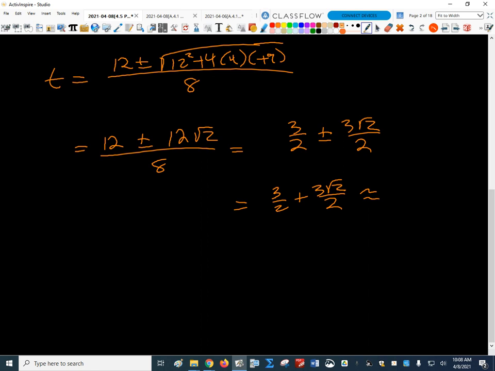Somebody got a calculator handy? Say it again. 4.854. Okay, so about 4.85 seconds. What is 3 halves minus 3 radical 2 over 2? Change that to a minus, Ember. What do you get for the other one? Okay, negative 1.854, about 1.85. Okay, so this is the one we probably want.